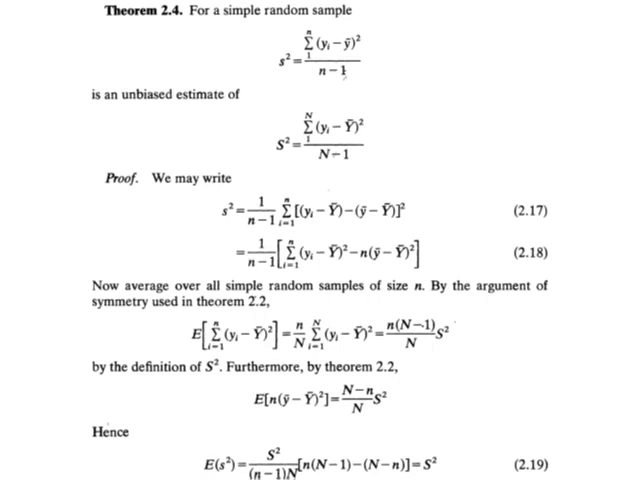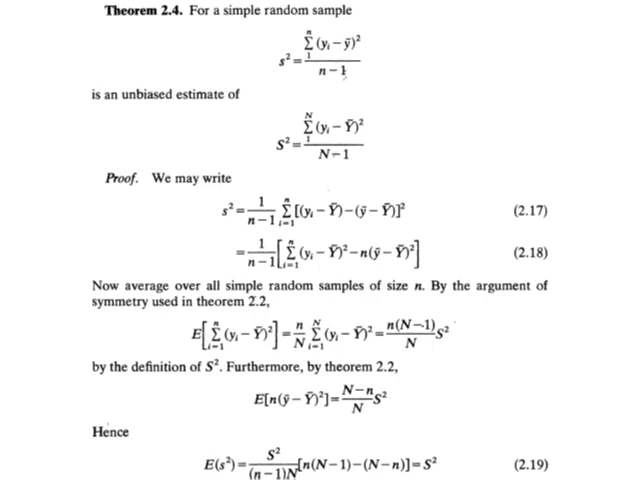Now, the average over all simple random samples of size n, by the arguments of symmetry used in Theorem 2.2, is the expectation of the summation of (yi minus capital Y bar) all squared from i equal to 1 up to small n, which is equal to n over capital N times the summation from i equal to 1 up to capital N of (yi minus capital Y bar) all squared, which is equal to small n times (capital N minus 1) over capital N multiplied by capital S square.